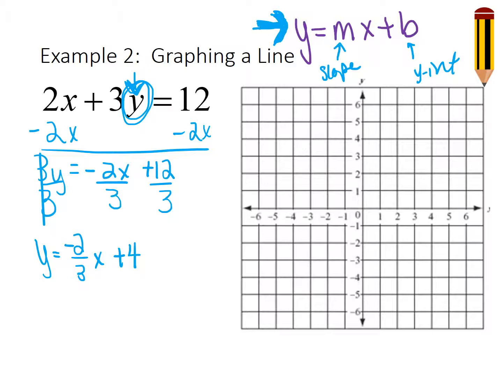So when we go to graphing this guy, we want to graph 4 first. That's my y-intercept. So on the y-axis, I want to plot the point 4. At the value of 4 on the y-axis, I'm plotting a dot. From there, I'm going to use my slope, or my rise over run. So that means I'm going down 2 to the right 3. I can also be going up 2 and to the left 3. Down 2 and to the right 3.